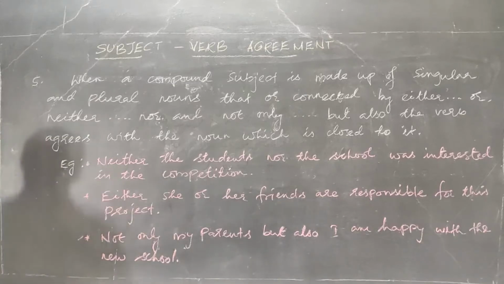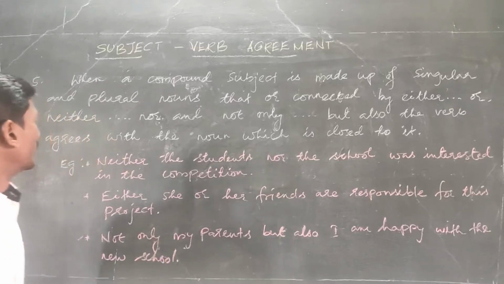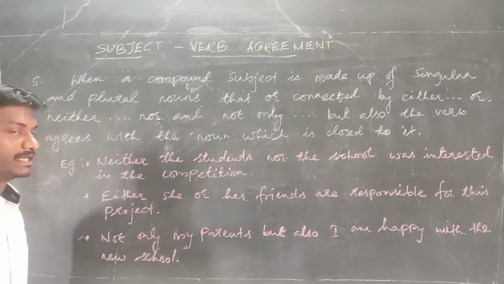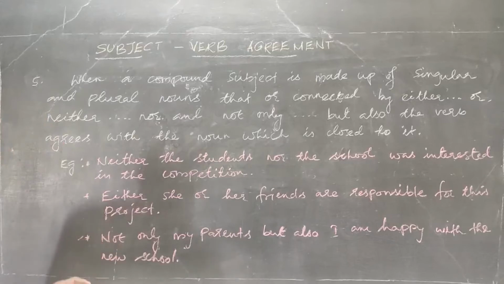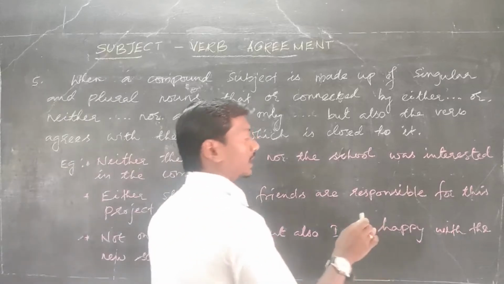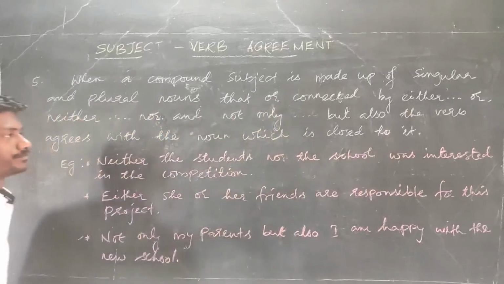Students, next, rule number 5. When a compound subject is made up of singular and plural nouns that are connected by either or, neither nor, and not only but also, the verb agrees with the noun which is close to it. Students, listen. These are the linking words, that is conjunction words: either or, neither nor, not only but also.